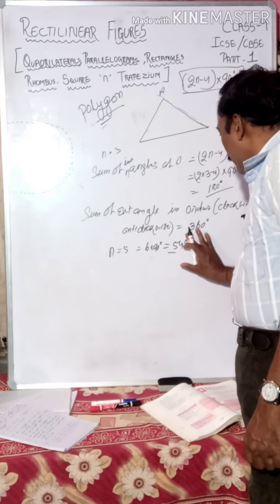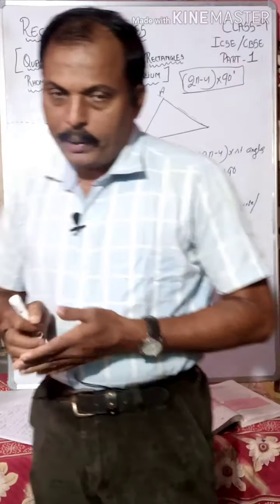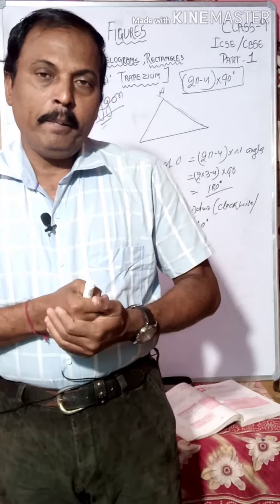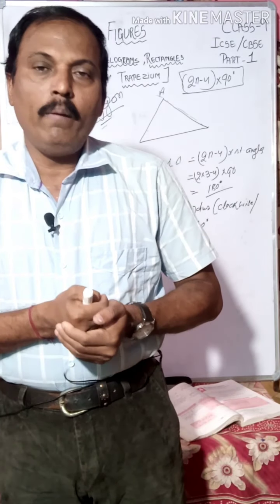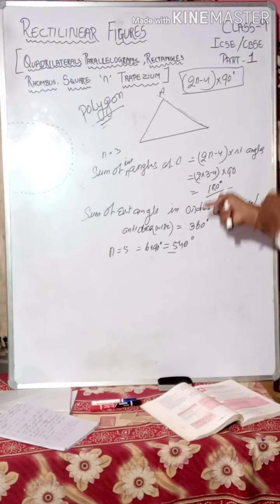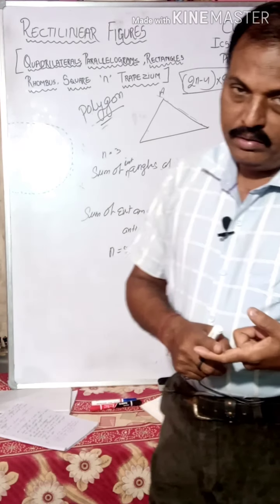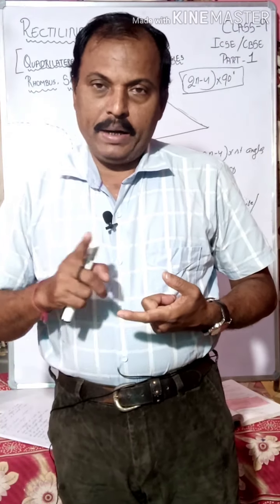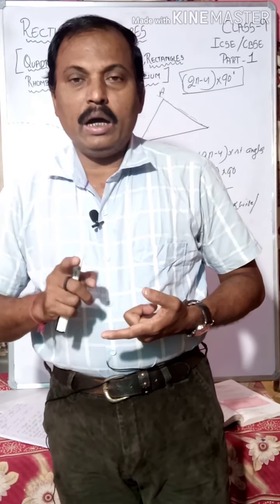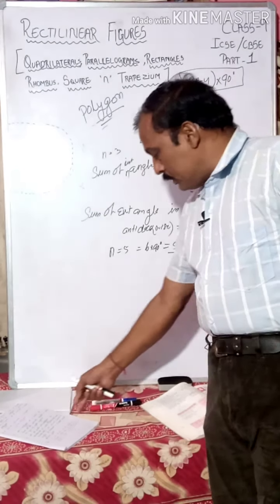The sum of the internal angles of a polygon depends upon the number of sides. There is a formula (2n minus 4) into right angle or 90 degrees. It is a very important thing we have to remember, and you can check by drawing pentagon, hexagon, heptagon, octagon, nonagon and decagon by trial. You can check.